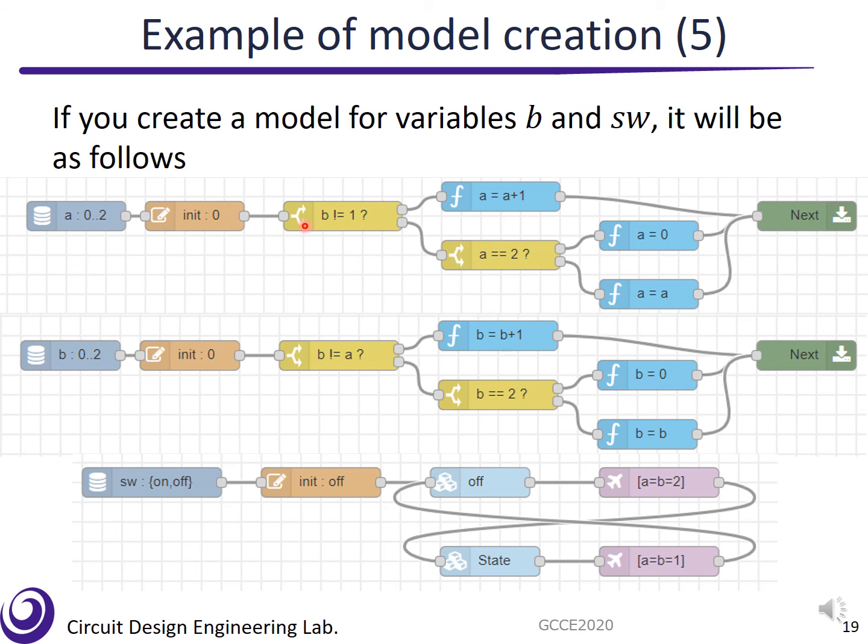You can create a model for variables b and switch. The variable b is described in the same way as a. The variable switch is described in state transition style. If you describe all the variables, it will be as follows. In this way, you can use visual programming to create a model.